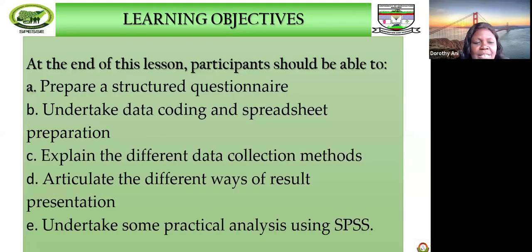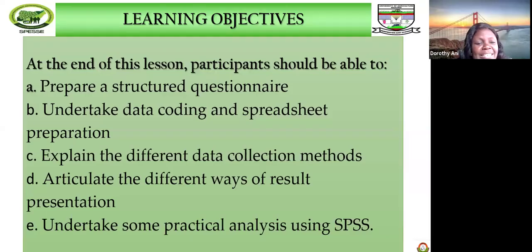So we'll go ahead. We'll start the learning objectives. At the end of this lesson, participants will be able to, one, prepare a structured questionnaire. By the time I finish with you, you will be able to make your own questionnaire. When you are going to prepare your questionnaire, you're not supposed to go and ask anybody, please do this questionnaire for me. You are supposed to sit down in the comfort of your homes, in your offices, and do it. Your own is just to take it to your supervisor and say, please check what I have done. And I believe you are going to do a good work.